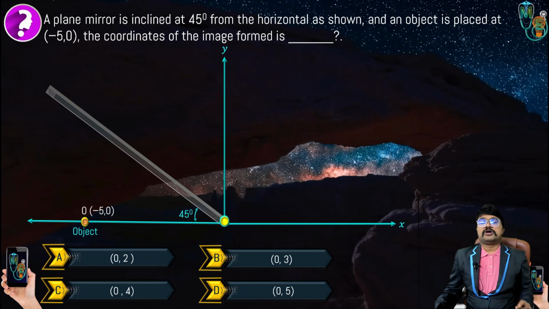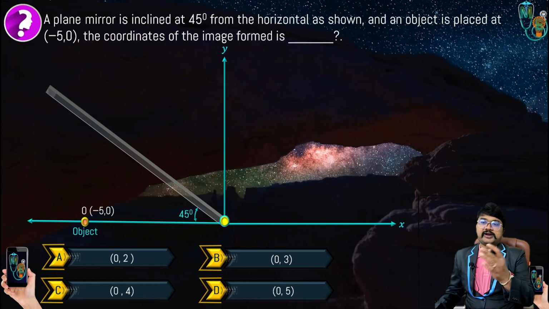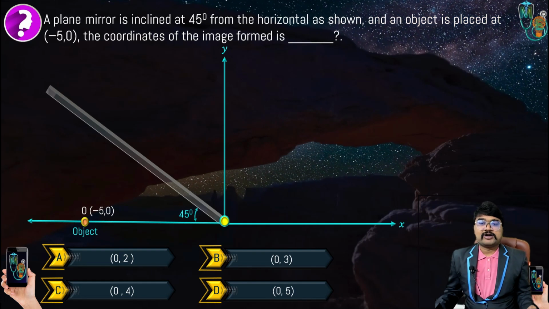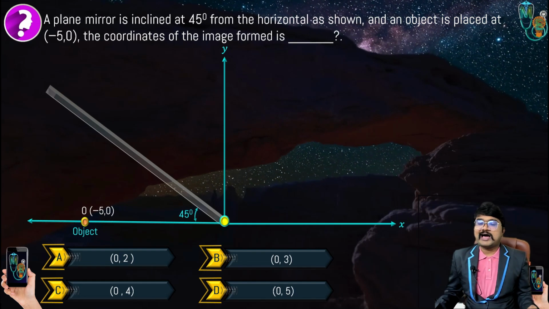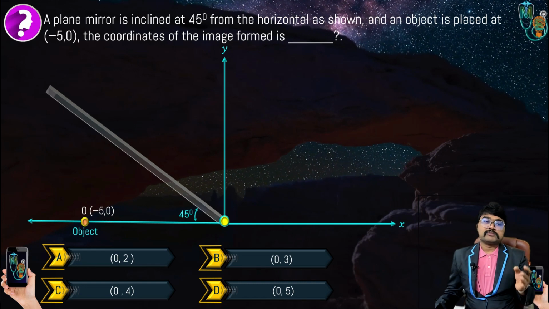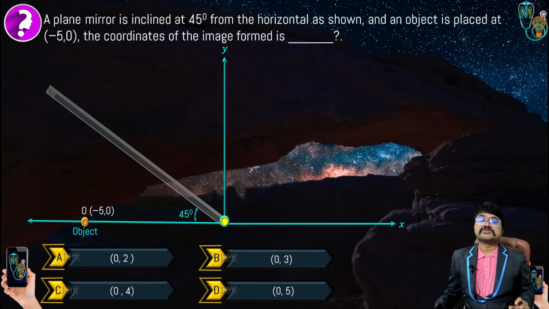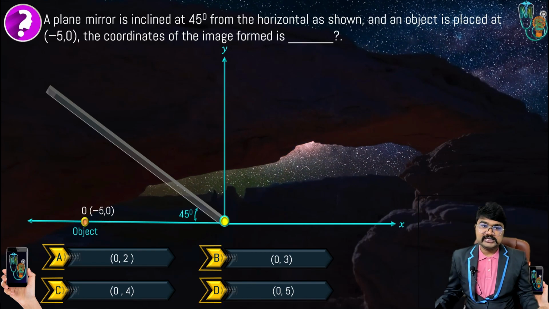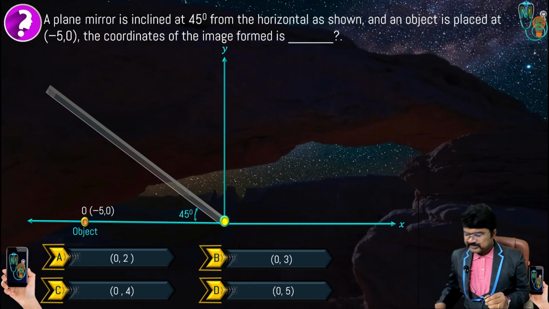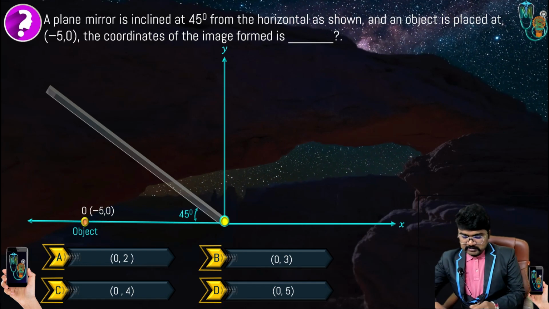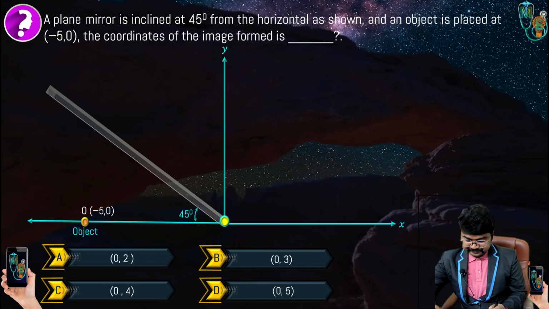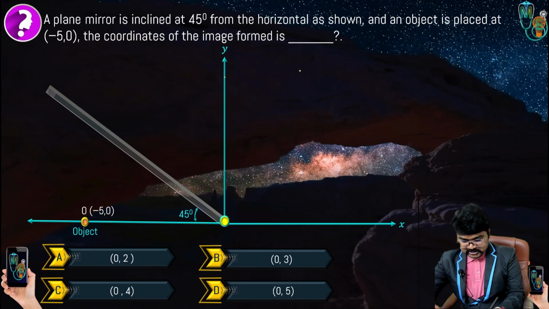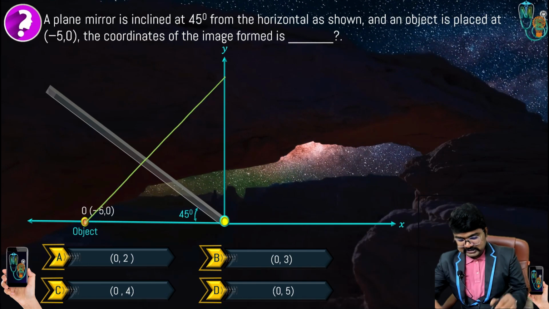Now try to solve the next problem. Read the question carefully. A plane mirror is inclined at 45 degrees with the horizontal as shown in the figure below, and an object is placed at minus 5 comma 0. What are the coordinates of the image formed? It is very simple. The same procedure will be applied. We will draw a perpendicular from here to here.